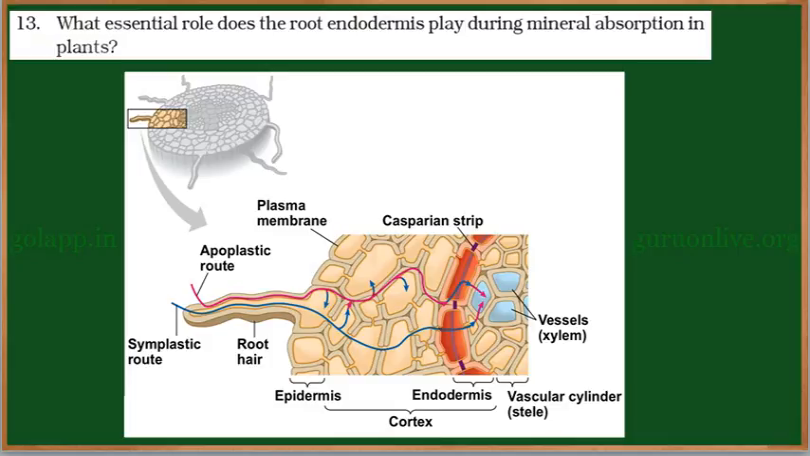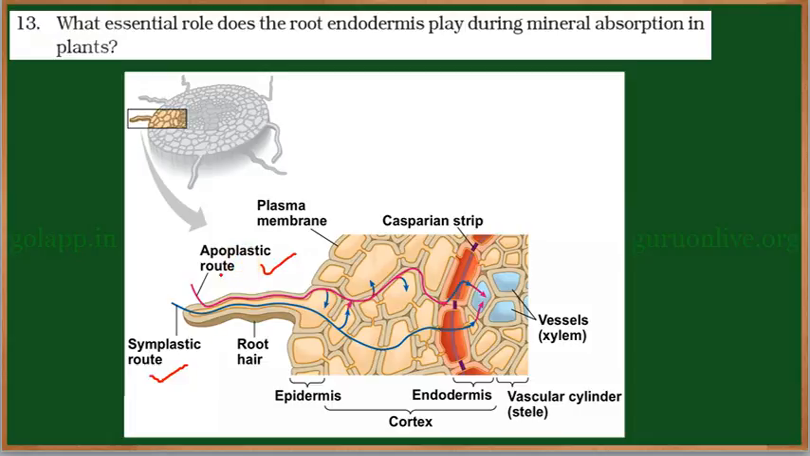So what essential role does the root endodermis play during mineral absorption in plants? Generally in plants, the minerals and the water absorbed by the root hair enter by two different pathways. One is the apoplastic pathway, the other is the symplastic pathway.